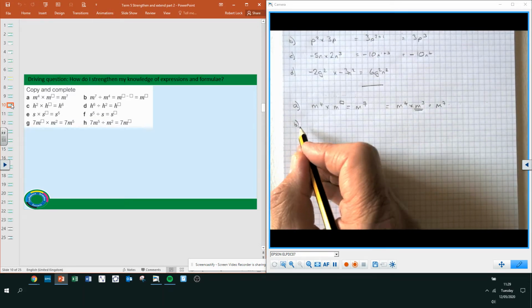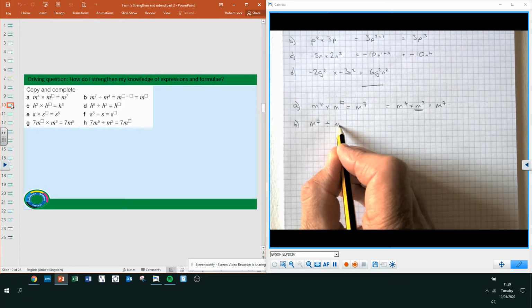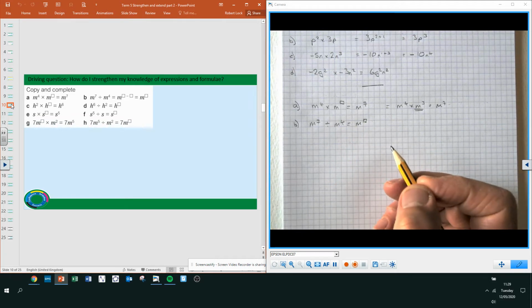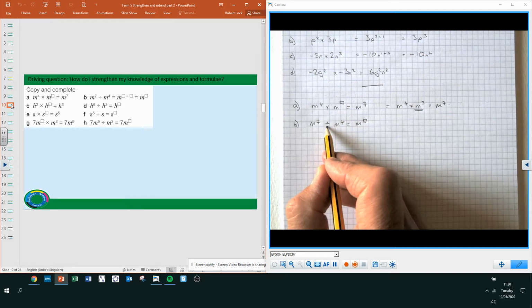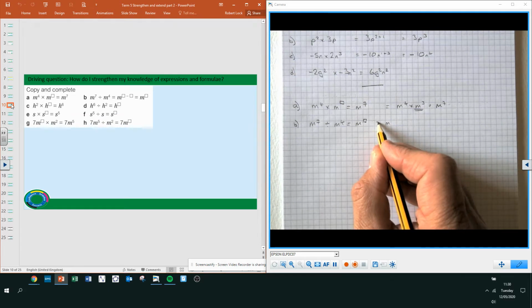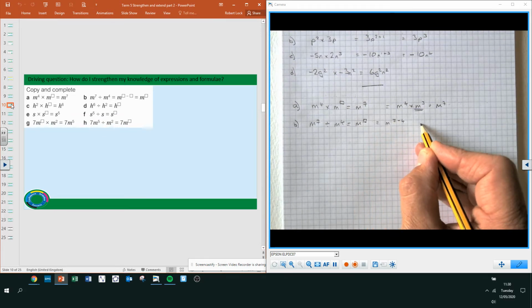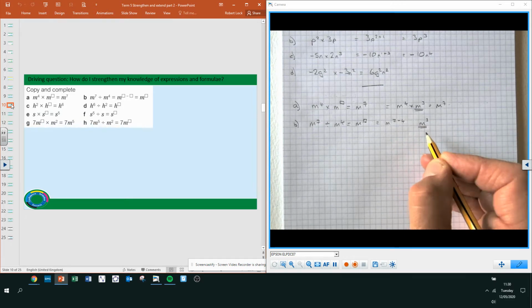B. m to the power 7 divided by m to the power 4 equals m to the power something. The inverse of times is to divide. The inverse of plus is a minus, so we take the powers away, so we end up with m to the power 7 take away 4. So the answer is m to the power 3.